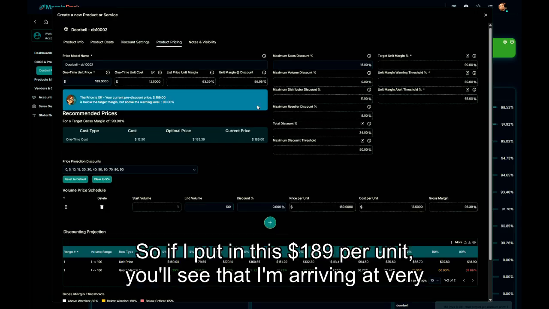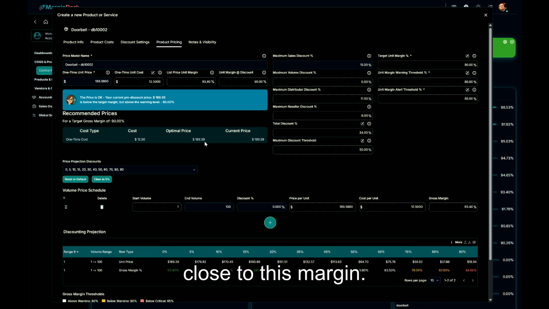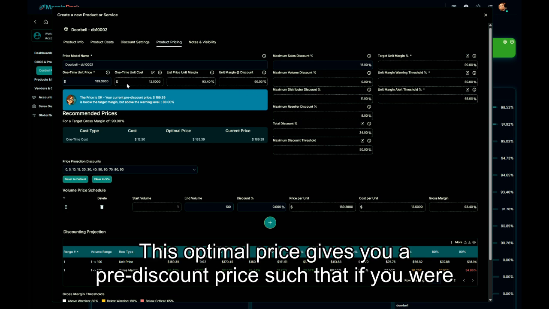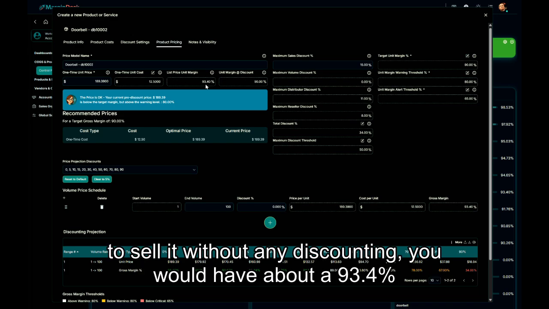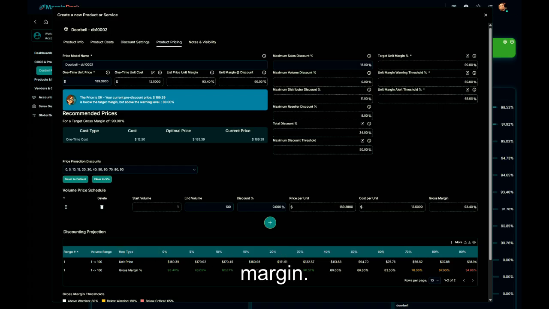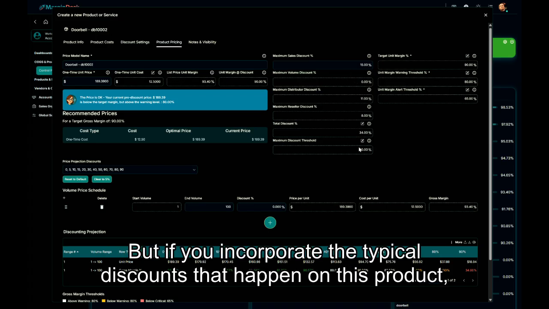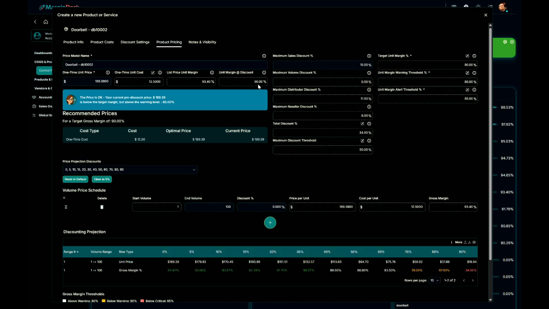So if I put in this $189 per unit, you'll see that I'm arriving at very close to this margin. This optimal price gives you a pre-discount price such that if you were to sell it without any discounting, you would have about a 93.4% margin. But if you incorporate the typical discounts that happen on this product, you arrive at a 90% margin.